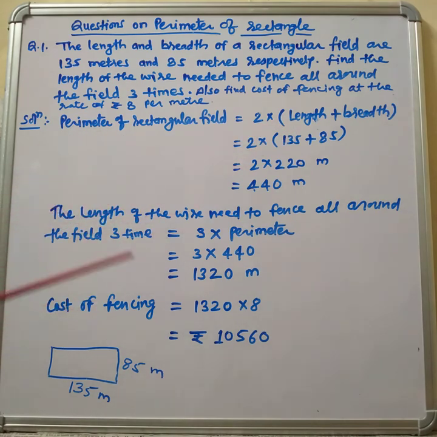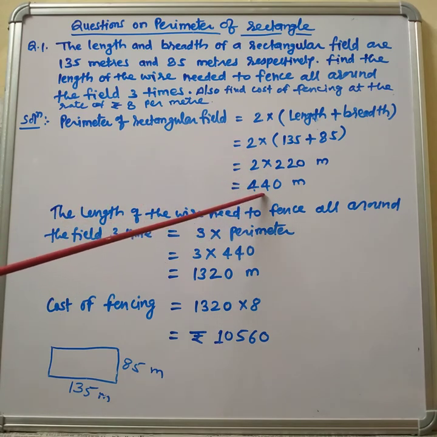Now, how much wire is needed to fence three times? Perimeter is the length of the boundary. So one time, the length of the boundary is the perimeter of the rectangular field, and it comes 440 meter. We need fencing three times. So how much wire is needed? Three times the perimeter of the rectangular field, which we calculated as 440 meter. Correct.